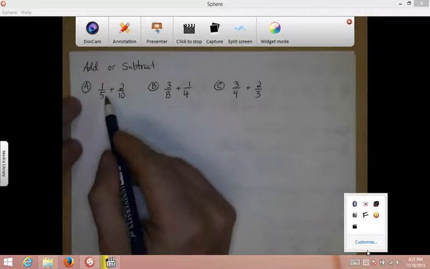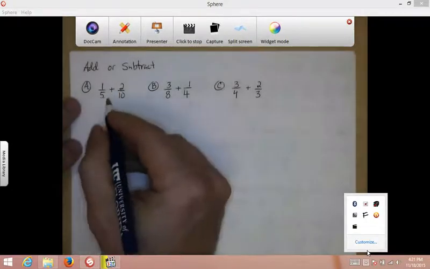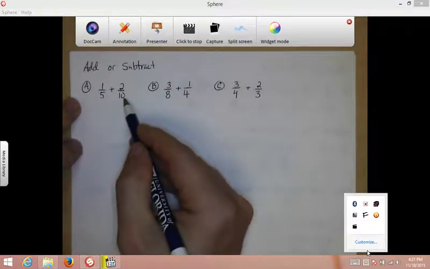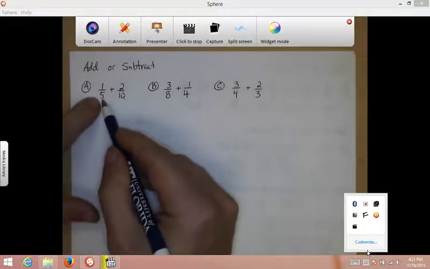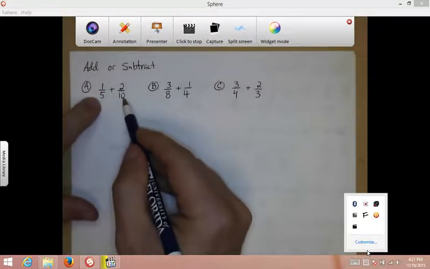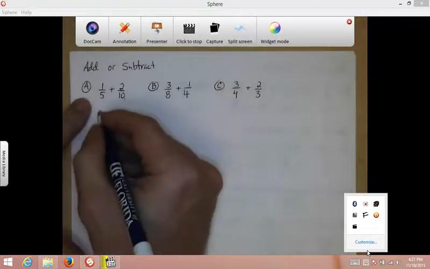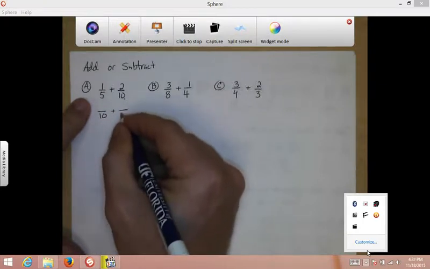All right, so the first one, we've got 1/5 plus 2/10. So before we do anything, we have to have common denominators. So look at the bigger denominator, then look at the smaller one. You say, okay, can I divide this bigger one by the smaller one? Does it go in there without a remainder? Well, 5 goes into 10 evenly, no remainder, so that means our common denominator is going to be 10. So I'm going to have something over 10 plus something over 10.